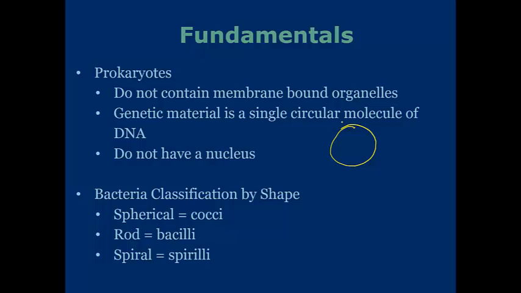If you want to classify them by shape, there is spherical, rod, and spiral. Spherical being cocci, rod being bacilli, spiral being spirilla. In general, the way I remember this is spirilla is a spiral and a bacilli is a bacteria, which I often think of as a rod. So that means that cocci has to be spherical. You will be tested on these classifications, so commit them to memory.